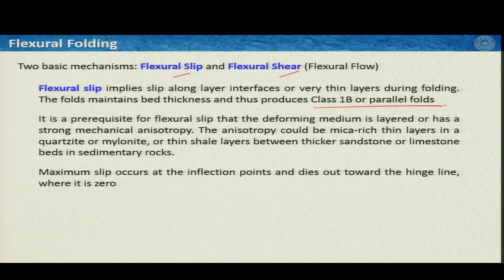For flexural slip, it is a prerequisite that the deforming medium is layered and it has a very strong mechanical anisotropy. And this anisotropy in natural cases could be mica-rich thin layers in a quartzite or mylonite, or very thin shale layers between thicker sandstone or limestone and so on. So, you need a plane along which the two adjacent layers can slip past each other. We will see in the illustrations that maximum slip occurs at the inflection points and it dies out towards the hinge zone where the slip is zero. And this we will see in one of the slides, but before that let us have a look at what is flexural shear.